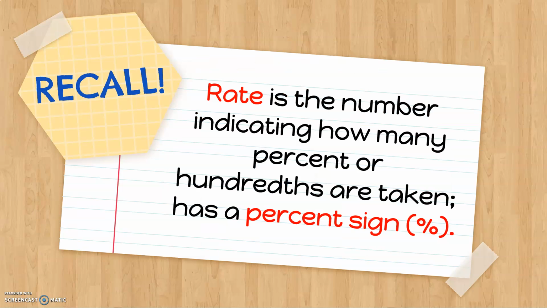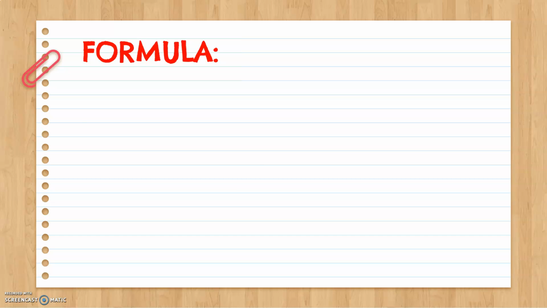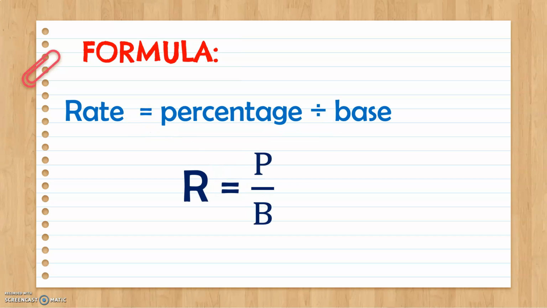For us to find the rate, let us recall that rate is the number indicating how many percent or hundredths are taken. And it has a percent sign. Let us not forget that it has a percent sign. Now, the formula that we will use to find the rate is percentage divided by base.